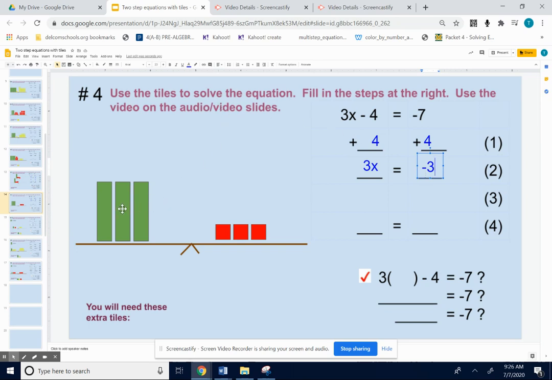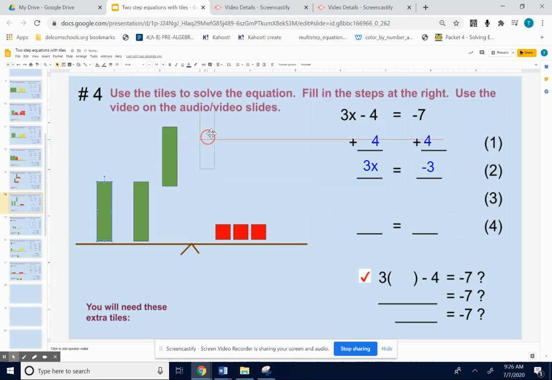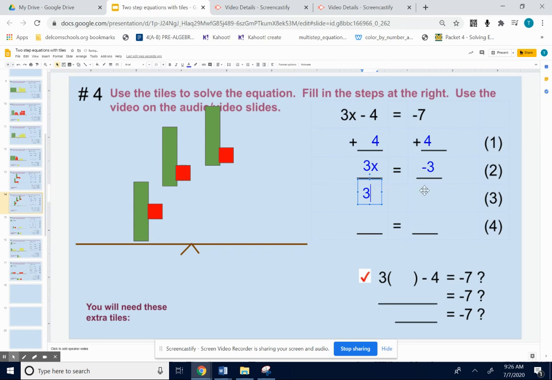Okay, so you need to split things up. Okay, we split both sides up into 3 groups. So you put in divide by 3, splitting both sides up into 3 groups. And now you know from looking at your tiles, you have each x is equal to negative 1. So x equals negative 1. Okay, now go ahead and check. Put that negative 1 in for x into the original problem and make sure that the left side equals the right side.